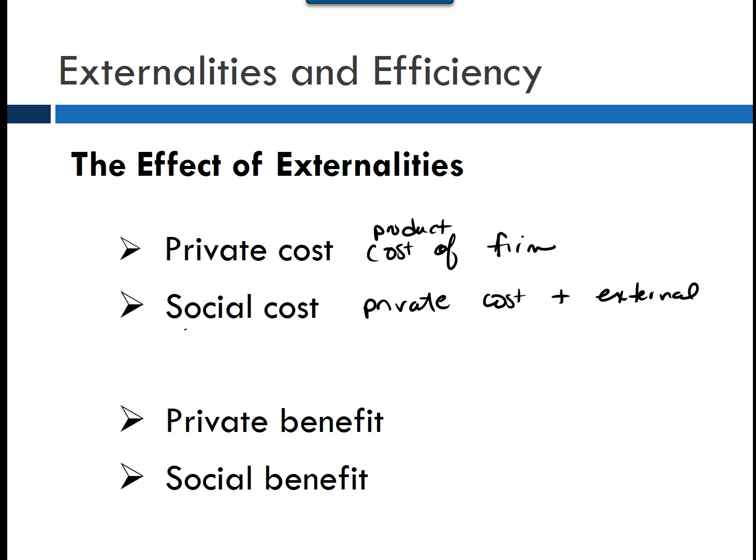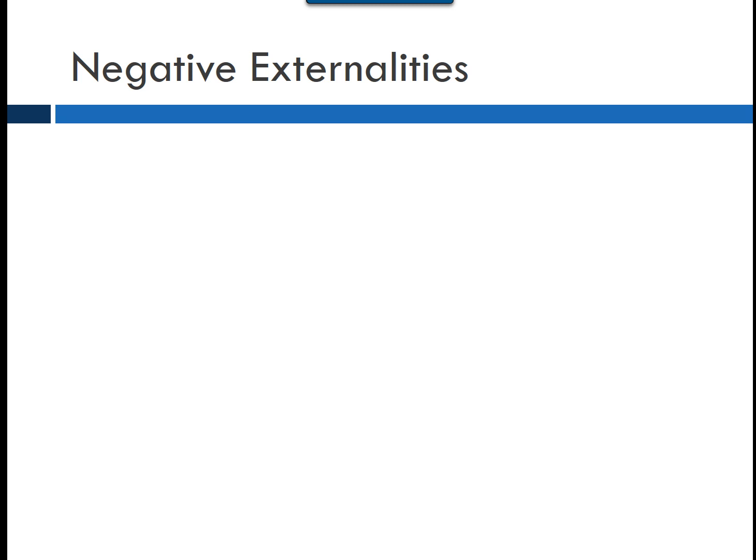If it's benefit, again, the benefit received by the consumer is the private one. And then the social benefit, the total, so the social is really like the total, is the private benefit plus any external benefit. If somebody else benefited other than the buyer, that would be included when we get to the social benefit.